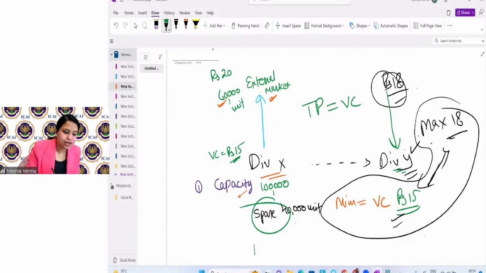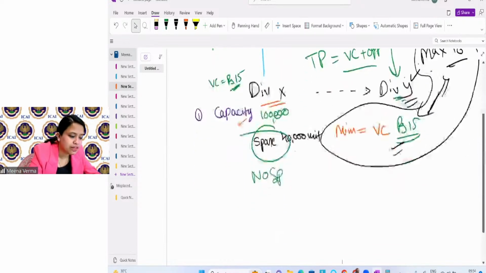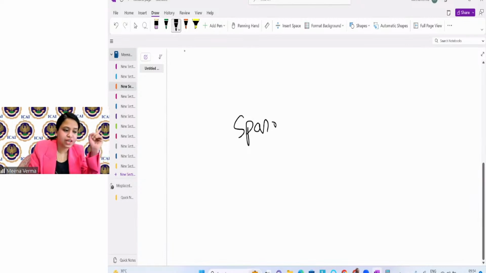If there is no spare capacity, meaning whatever you are producing, you are capable of selling the entire unit in the outside market, then the transfer price will be the variable cost plus opportunity cost. So he will recover both. His expectation is both: he wants to recover the variable cost as well as the opportunity cost. So keep it in mind when deciding the transfer price. You will see, does that division have spare capacity, or is it working at full capacity?